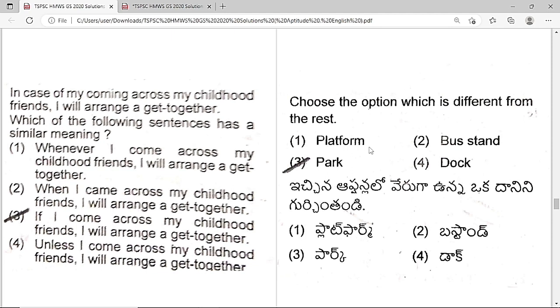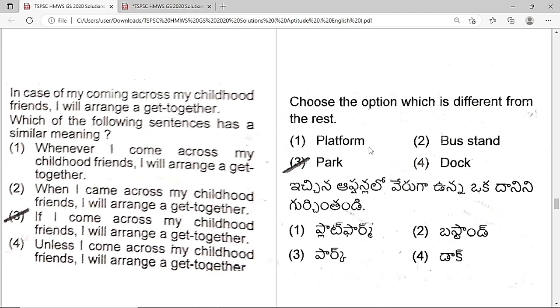Option A, platform. Option B, bus stand. Option C, park. Option D, dock. Out of these, which option is different from the others? Out of the four options, option C, park is the correct solution of this question.